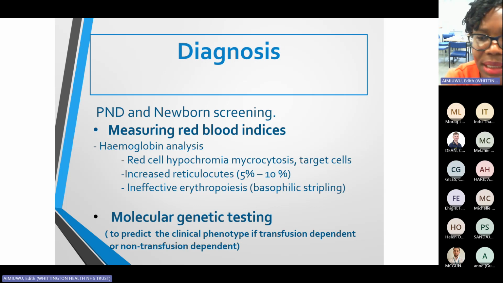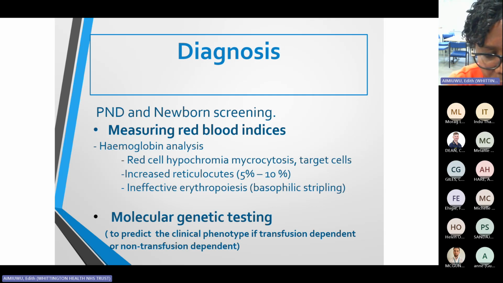How do we diagnose beta thalassemia? Now they are part of the PND and newborn screening, when parents will be seen and discussed. Some might accept the PND while some might decline it. But however, for those who accept it, then this is detected.